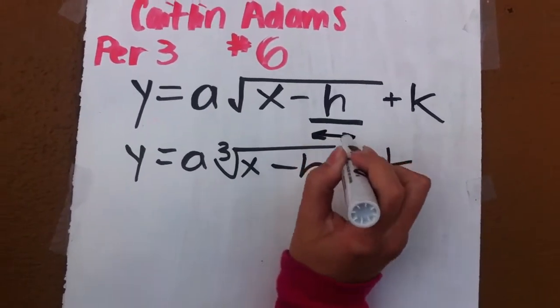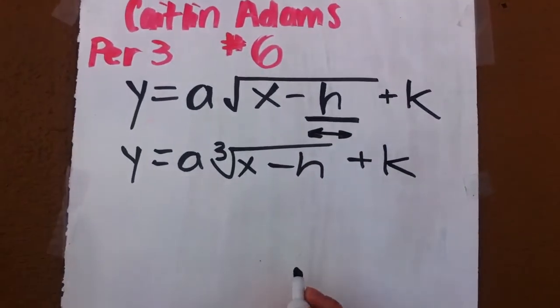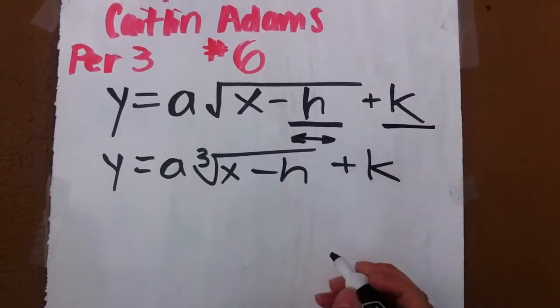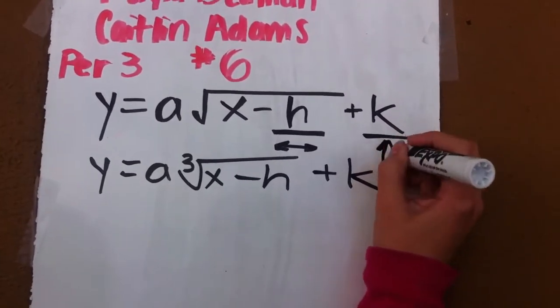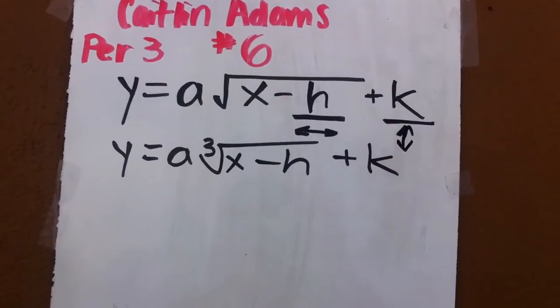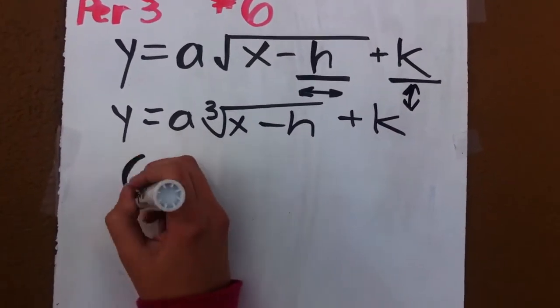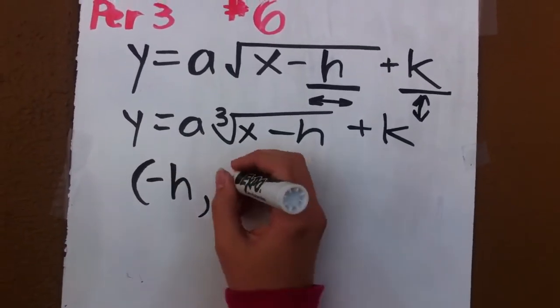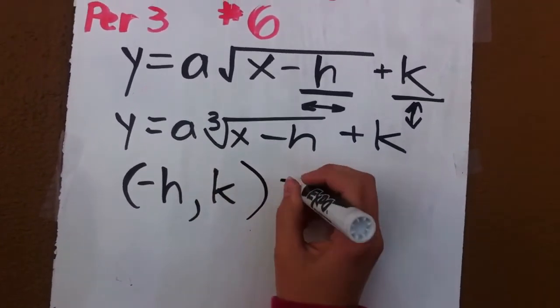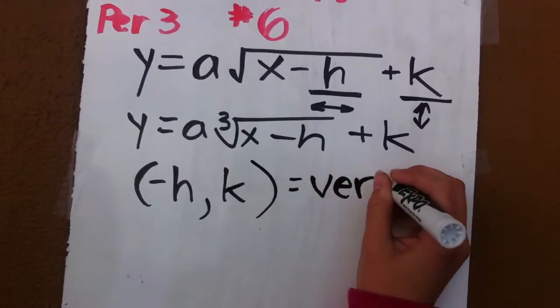left or right on the x-axis, and the k right here will determine whether the starting point, which is where the graph starts, will move up or down on the y-axis. And those two together, they make the vertex. It's negative h, k. That's the vertex.